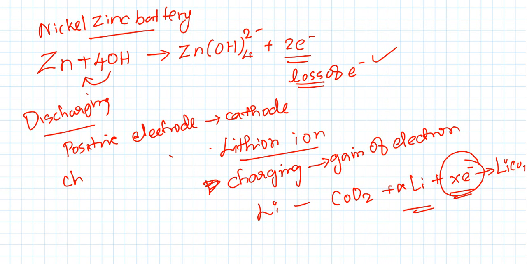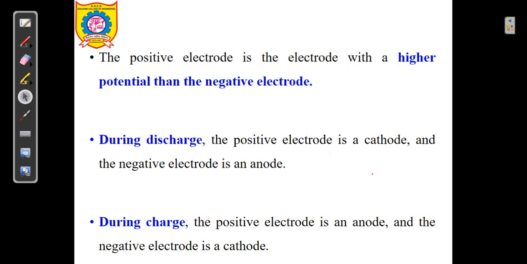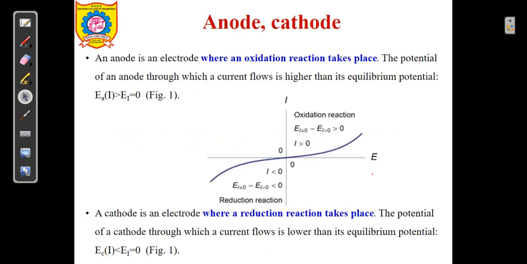So based on the reaction, we have to determine the anode and cathode in batteries. You can see this graph, an anode and cathode graph. The anode is an electrode where an oxidation reaction takes place. The potential of the anode through which the current is flowing is higher than the equilibrium potential. Equilibrium means zero. When oxidation takes place, the current flow is higher than the equilibrium potential.